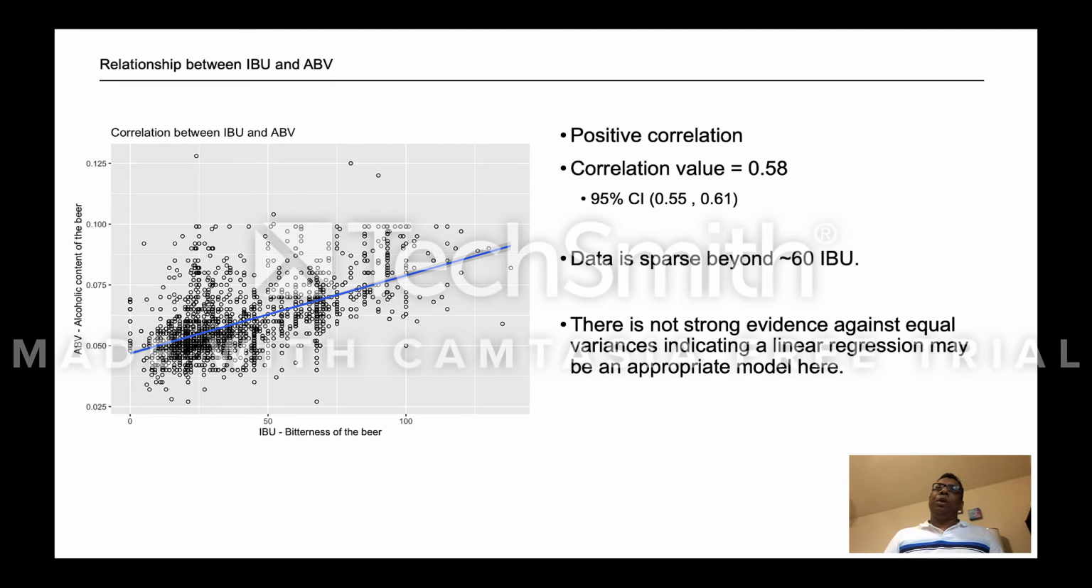And now let's explore the relationship between IBU and ABV. This plot with the regression line tells a moderate positive linear correlation between alcohol content and bitterness. So we can tell that as bitterness of the beer increases, the alcohol content also increases. One more thing here is the data is sparse beyond IBU value of 60, and we can see a cluster below IBU 50.